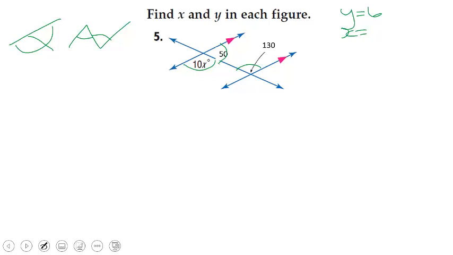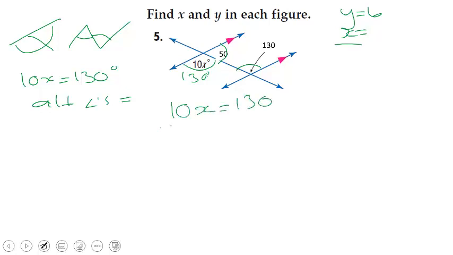So I'm going to say 10x is equal to 130 degrees because alternate angles are equal to each other. So this is 130, and now I've got that angle as well. The next thing I want to do is calculate for x. 10x is equal to 130. Divide by 10, divide by 10. x is equal to 13. Done. So 6 is y and x is 13. And that's the end of that question.